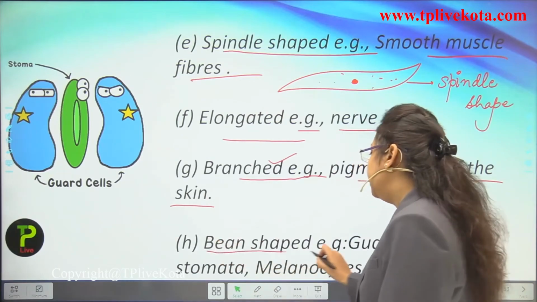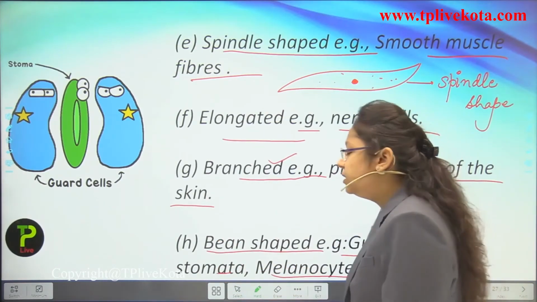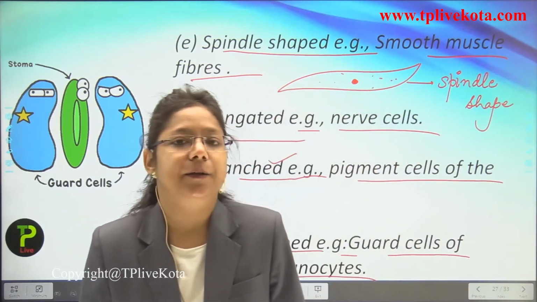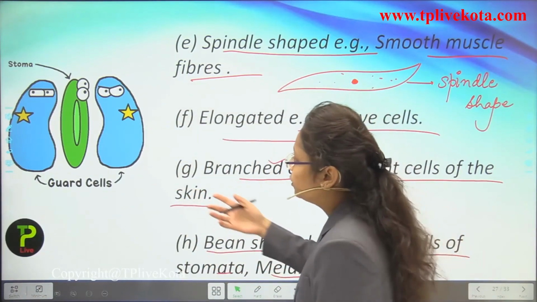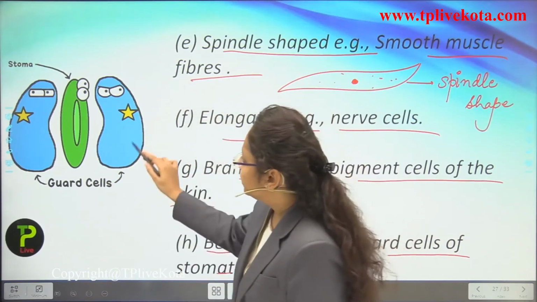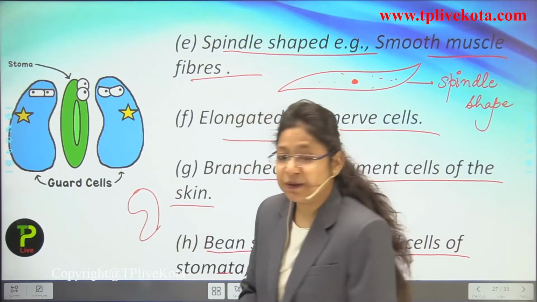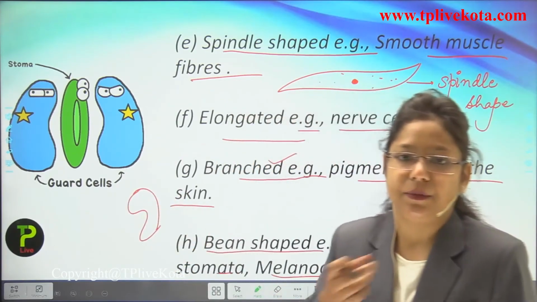Next is the bean shaped, example, guard cells of stomata. So bean shaped are the guard cells of stomata. You can see here, this is a cartoon picture of a guard cell. So this is bean shaped. You eat rajma as well, so it is bean in shape, the kidney shaped.